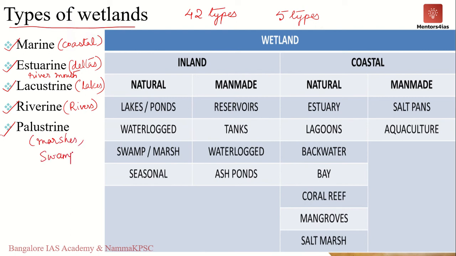However, in addition to this, as of now, we can also have man-made wetlands, which today are also very important. Now, apart from these five major classifications of wetlands, you can also consider the classification of wetlands into inland and coastal. I've also mentioned the various types of wetlands under these. You can just pause the video over here and make a note of these different wetlands.